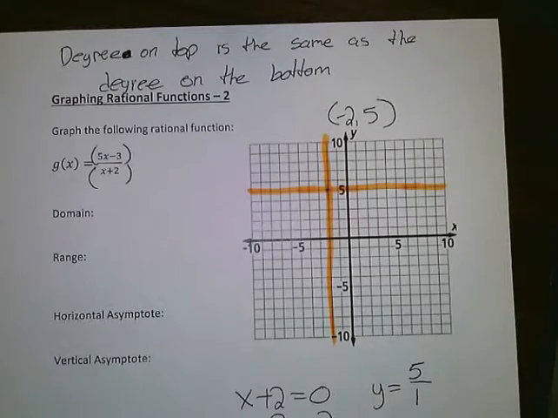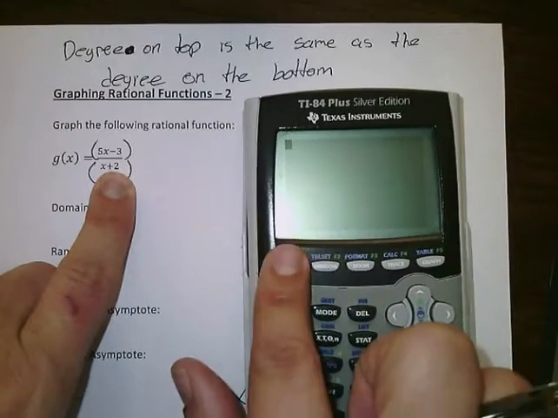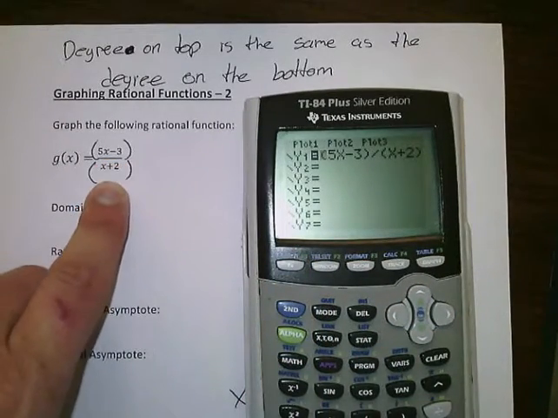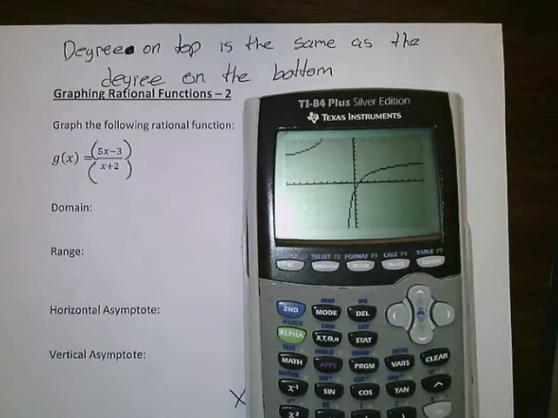Otherwise, the calculator does get a little bit confused on what you're trying to graph. So what I did is I went to y equals. On top I put parentheses 5x minus 3, a division sign, and divided by parentheses x plus 2. Now when I graph this, this is what I see. Notice you don't see asymptotes there. That's something that we draw, a calculator does not.